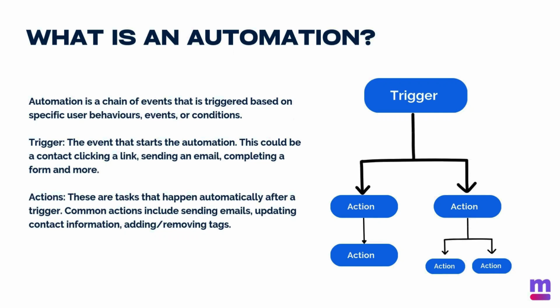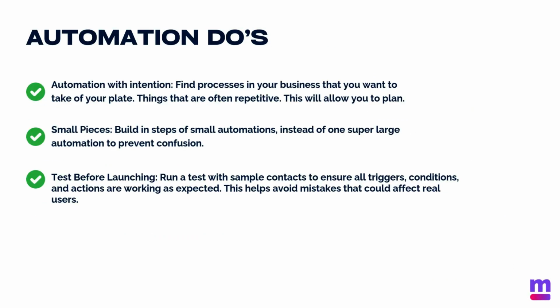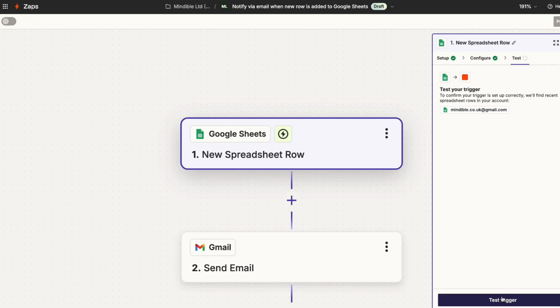What actually is an automation? So an automation refers to it. Then you want to use automations to build small steps. And then we're gonna test the trigger.